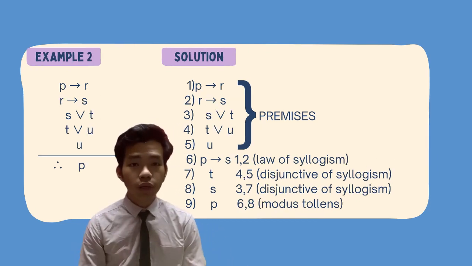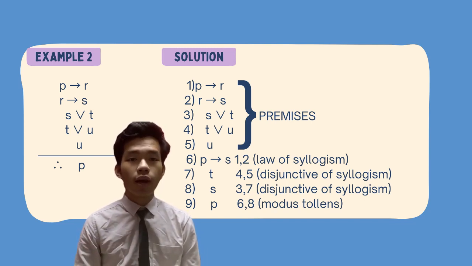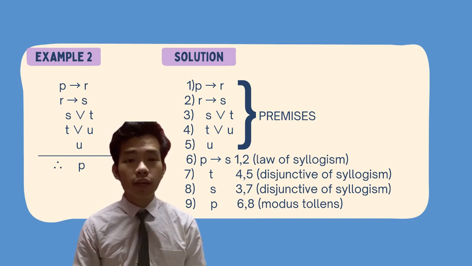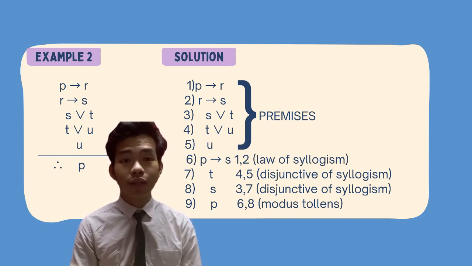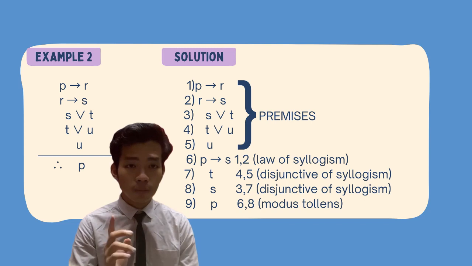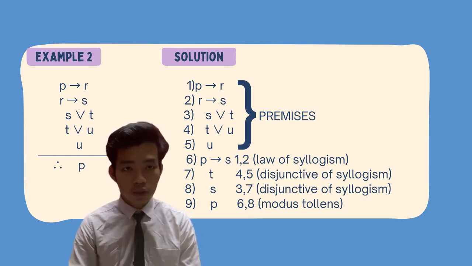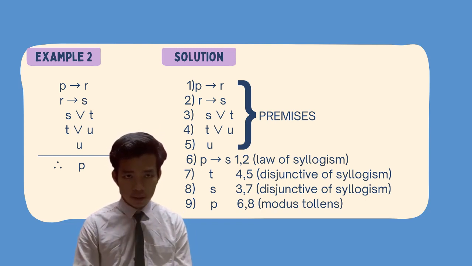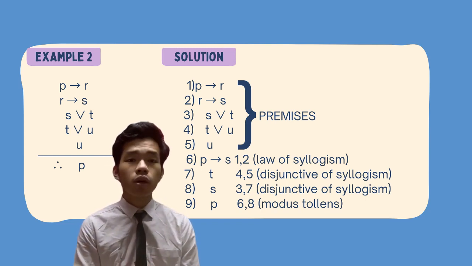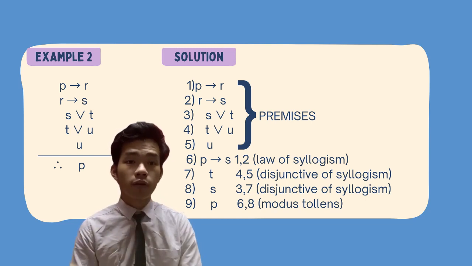Now, let's look at example 2. We have P implies R, R implies S, negation S or T, negation T or U, and negation U, therefore negation P. We also need to prove this argument is valid using the rules of inference. So, firstly, like I did before, we need to list down all the premises from 1 to 5.